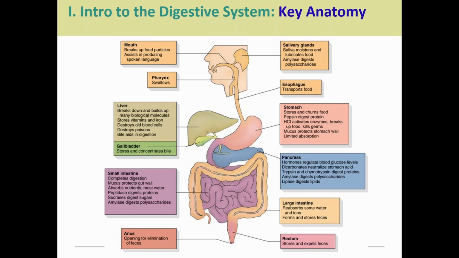And so we're going to talk about the key parts, which would be the mouth and the salivary glands, the pharynx and esophagus, the liver and gallbladder, the stomach, the pancreas, the small and large intestine, and the rectum and anus.